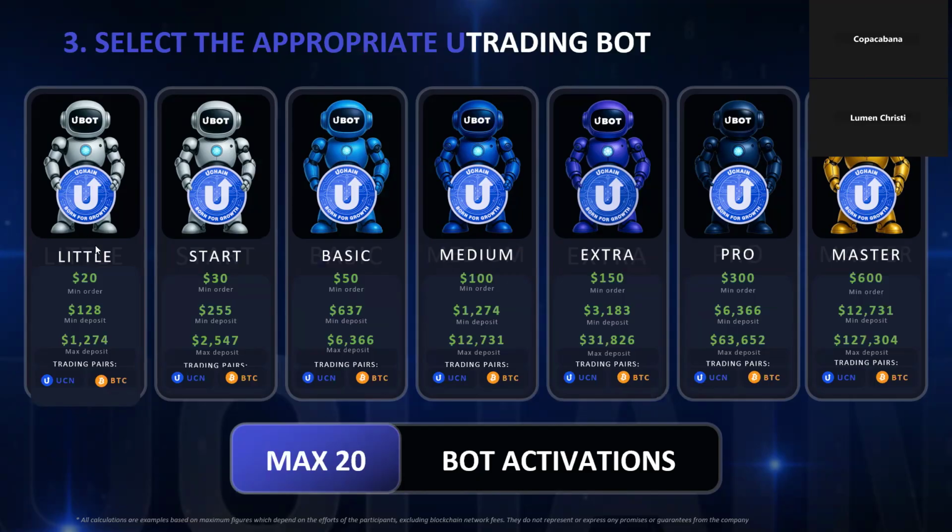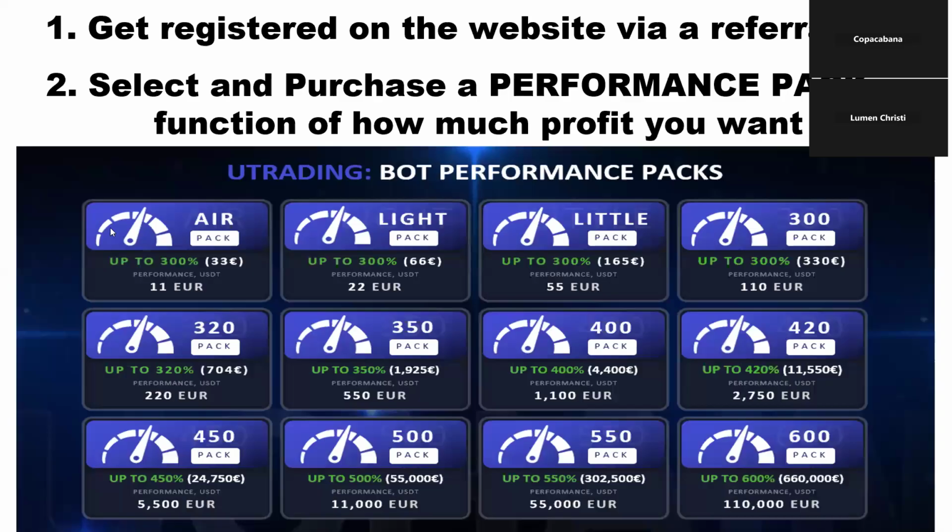So you can either choose, like I said, the robot is free, it is not bought. The only thing which is bought in this particular business is the performance pack. So assuming that you purchase a performance pack, I'm going to use one performance pack as an example. Let me use this one. Assuming that you've been able to purchase a performance pack of 1,100 euros, which means you are expecting at the tail end a total profit of 4,400 euros.